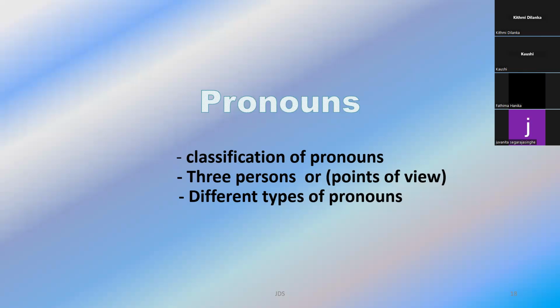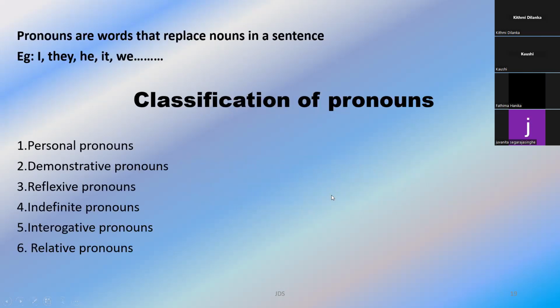Then we come to pronouns, right? So these are the three. You don't have much when it comes to pronouns. Nouns and pronouns, very limited content. Classification of pronouns, just like nouns, the different classifications of pronouns, and the different points of view related to pronouns: first person, second person, and third person, and the different types of pronouns. Last one. Read.